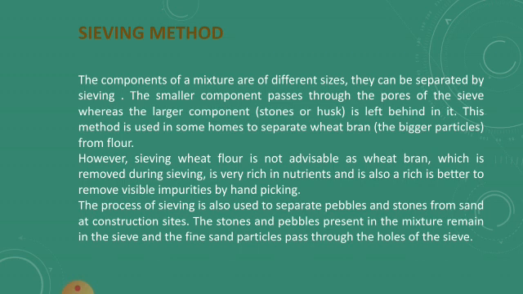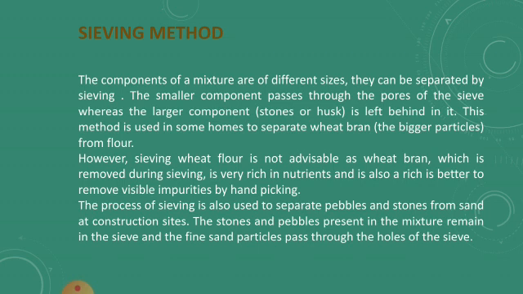The components of a mixture are of different sizes. They can be separated by sieving. The smaller component passes through the pores of the sieve, whereas the larger component is left behind in it. This method is used in some homes to separate wheat bran from flour. Okay. However, sieving wheat flour is not advisable, as wheat bran, which is removed during sieving, is very rich in nutrients. It is better to remove visible impurities by hand picking.